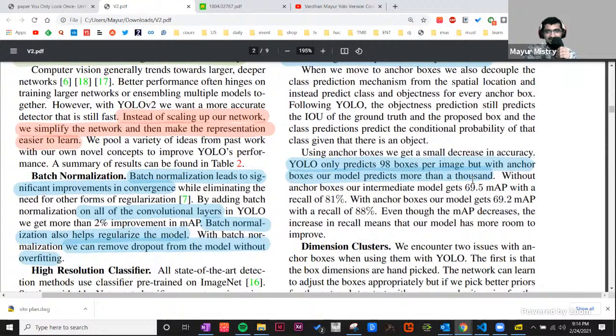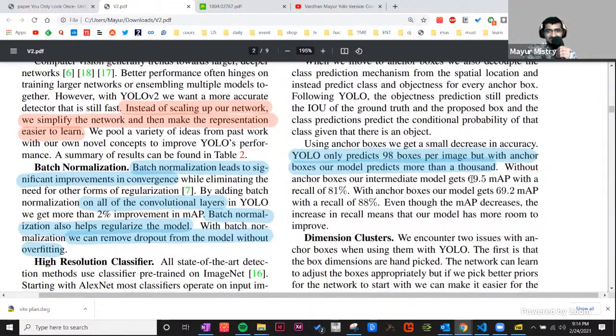Yeah, so more than 1,000 images. So more than 1,000 objects. So it's pretty impressive.